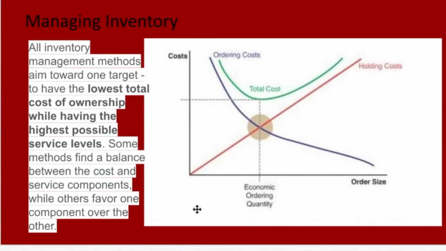So if this is our cost of holding inventory, less of it is less expensive, more of it is more expensive. The trade-off is, if we keep lots of inventory, we don't have to order too much, so our ordering costs go down. But if we keep a little bit of inventory, we're going to be ordering a lot more. So we've got to find the sweet spot between ordering costs and holding costs. So really, our total cost is lowest at this sweet spot.